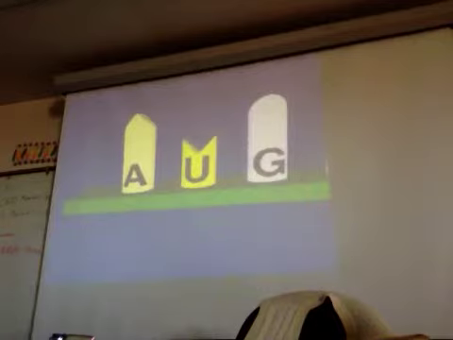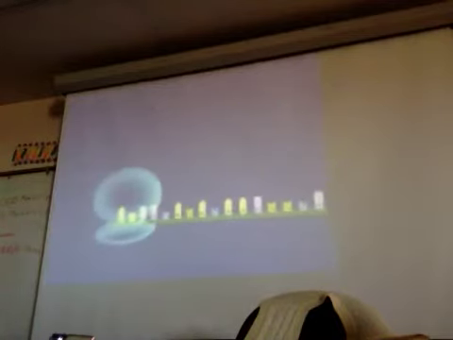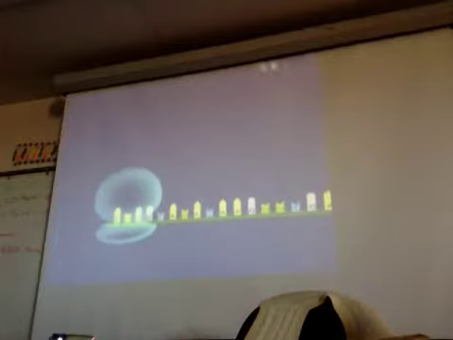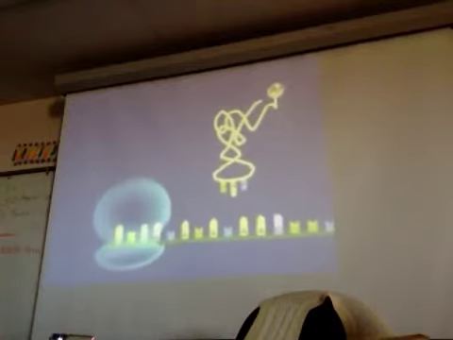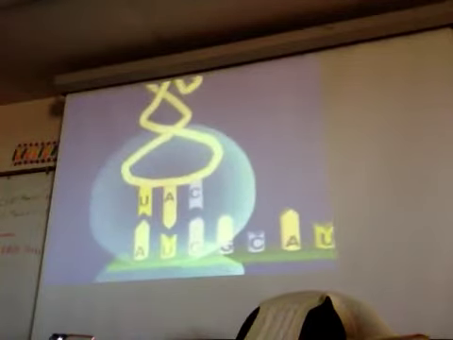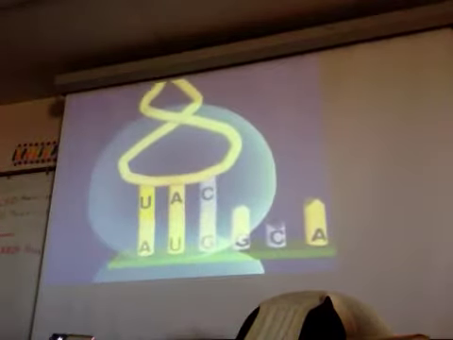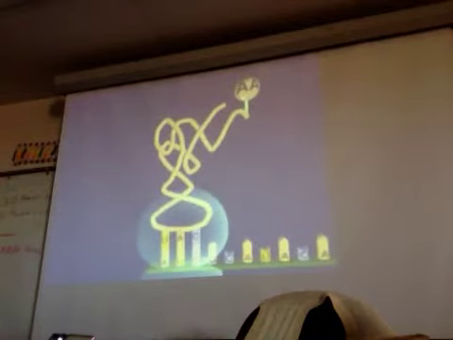As translation begins, the first codon of the messenger RNA strand attaches to a ribosome. Then, transfer RNA molecules, each carrying a specific amino acid, approach the ribosome. When the transfer RNA anticodon pairs with the messenger RNA codon, the two molecules join. Often, the first codon on messenger RNA is AUG, which codes for the amino acid methionine. AUG signals the start of protein synthesis.